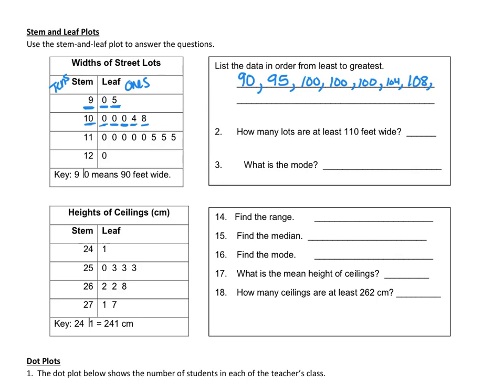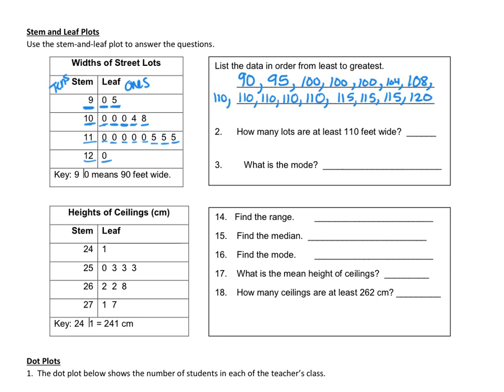Now I have 11 and a 0, so that'd be 110. And then I have 1, 2, 3, 4 more of those, so I have 5 total 110s. And then I'm going to have 3 115s. And then 120 is going to be my last one.